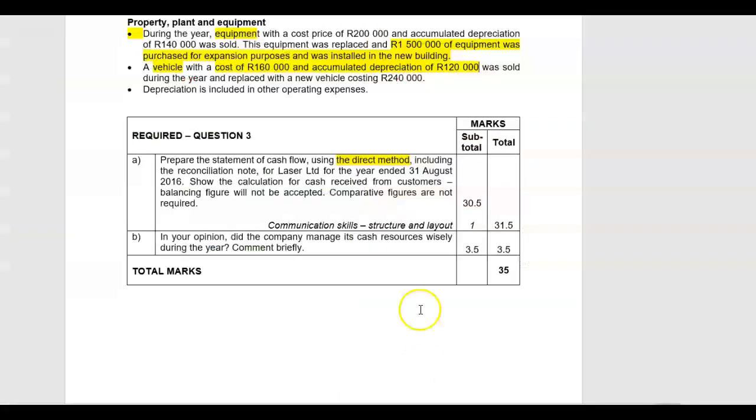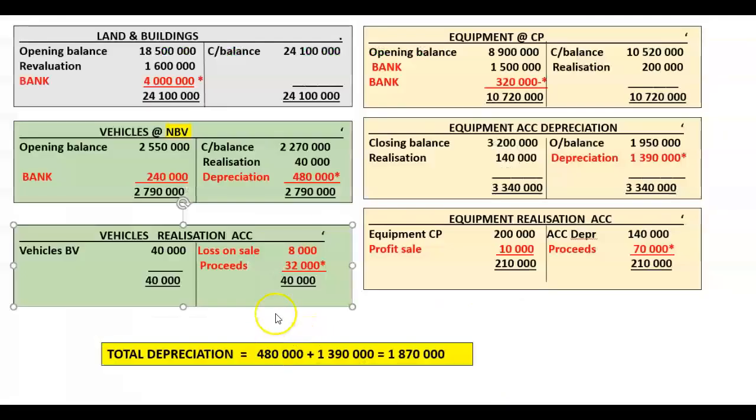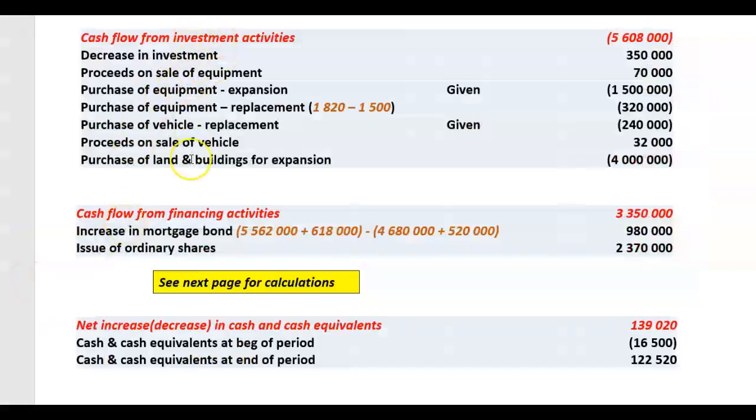40,000. When we go to our income statement, you will see that there was a loss on the sale of the vehicle. There it is. And that was 8,000 Rand. So in our asset disposal account, a loss of 8,000, so we can work out the proceeds on the sale of the vehicle being 32,000 Rand. So that 32,000 Rand we can take directly to our cash flow from investing activities. Proceeds from the sale of the vehicle, 32,000 Rand.